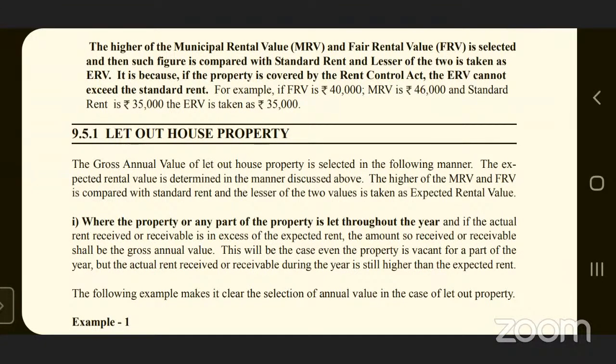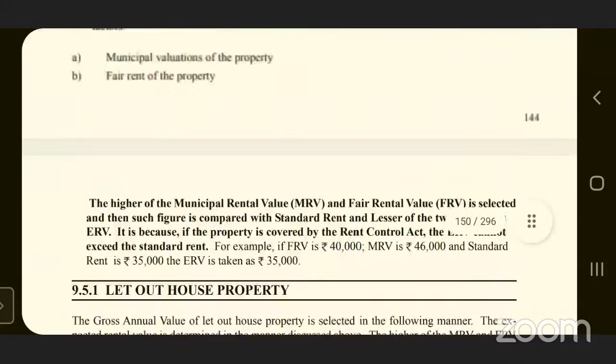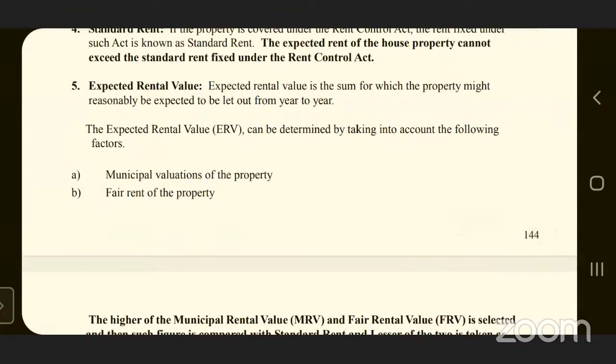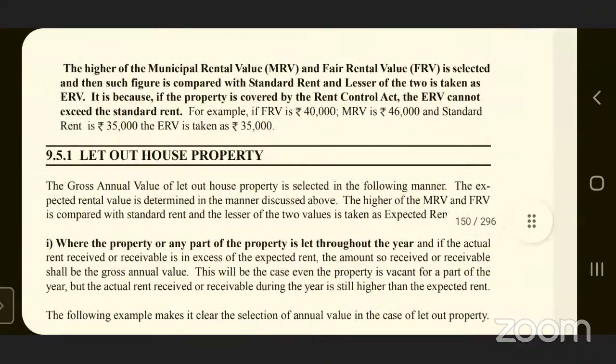The first step in computation of house property starts with gross annual value. The expected rental value is determined as in the above step. What is it? MRV and FRV are compared, and the result should be compared with the standard rent. The lesser amount will be taken.